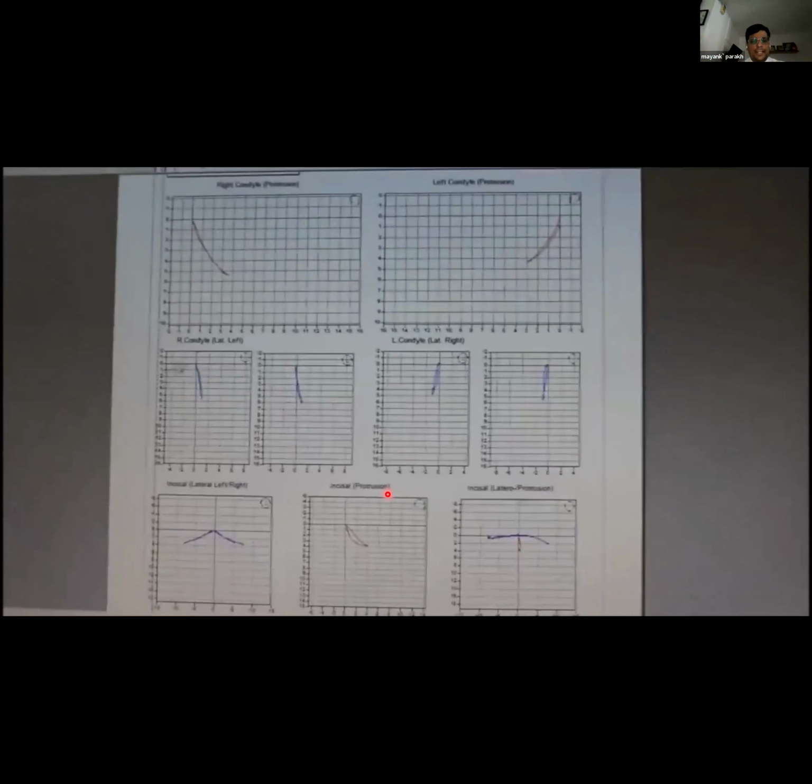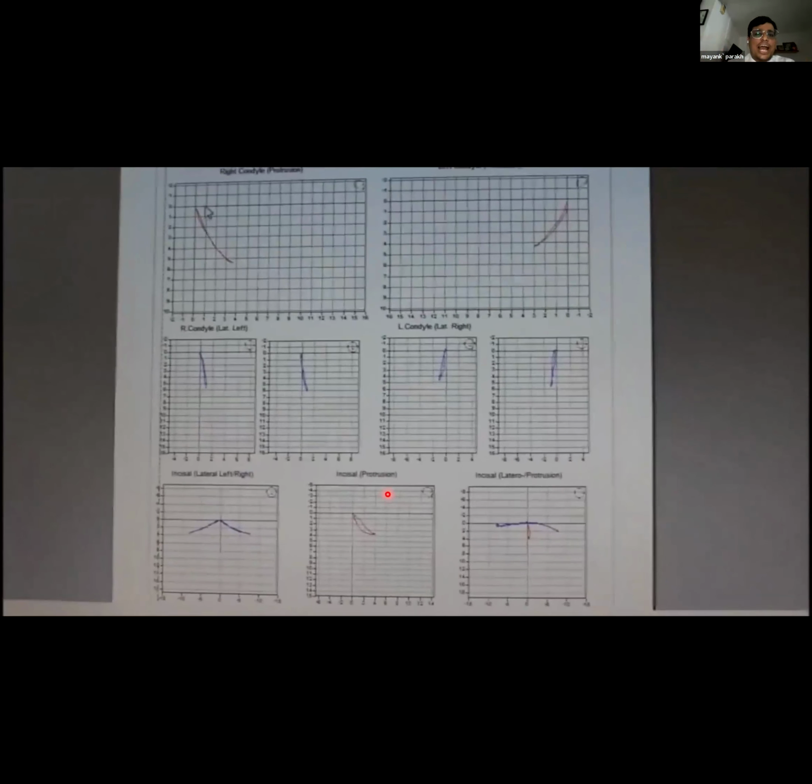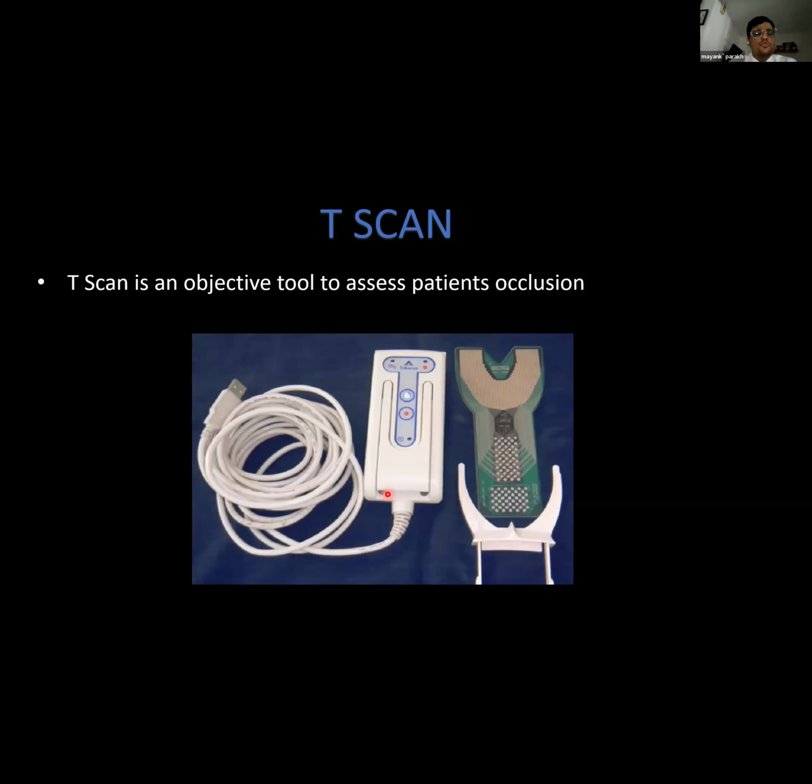And then we know how the patient's jaw moves in three-dimensional planes. So if we are trying to rehabilitate a patient of this sort using such technologies, the final outcome is a lot better. Once you learn or get a hang of these technologies, they are extremely crucial to be incorporated into your daily practice.